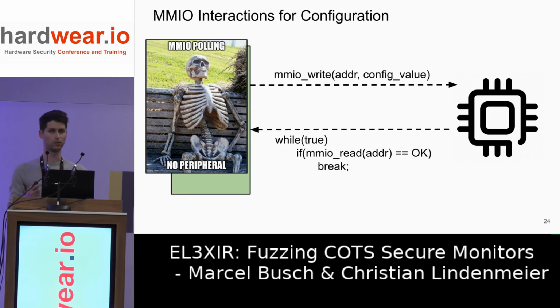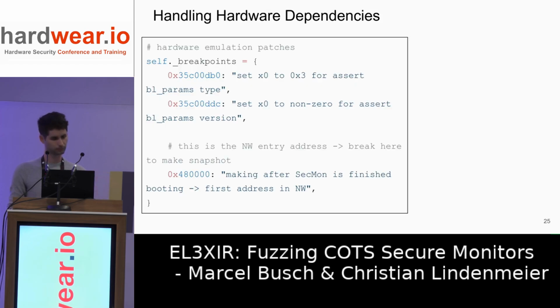And usually the peripheral just answers by flipping a status bit or something to let the secure monitor or the firmware know the configuration went good. Just keep going. And we have a problem here, because in our emulator, we don't have any peripherals. So there's no one answering, obviously. So we have to handle this, else we will just end up in an endless loop, and our firmware will get stuck.